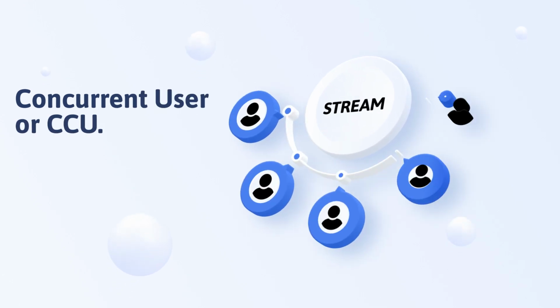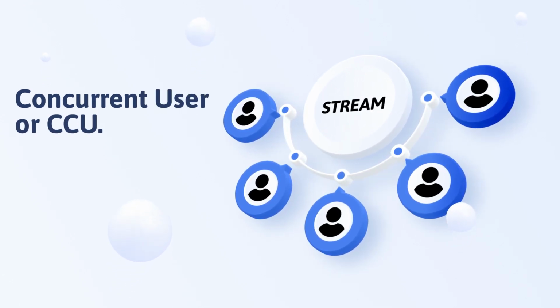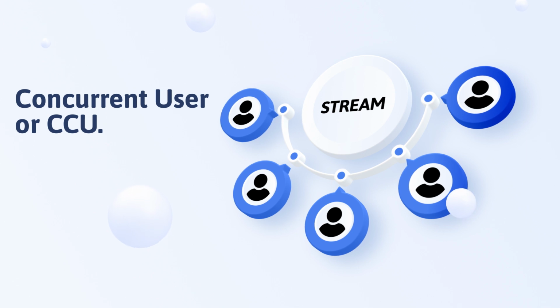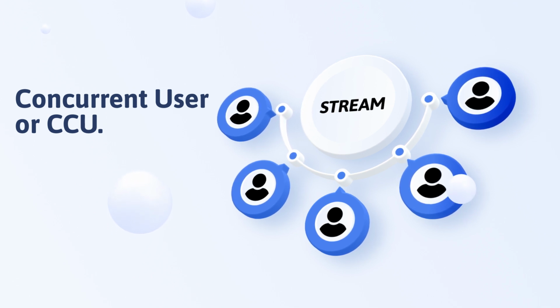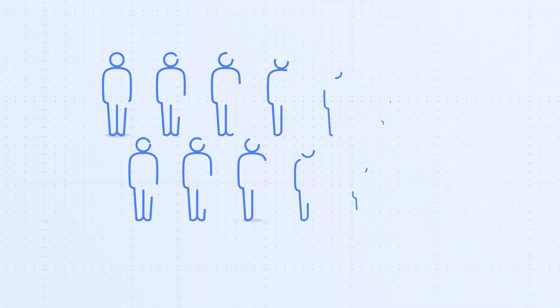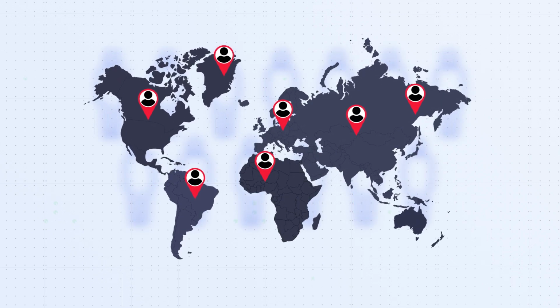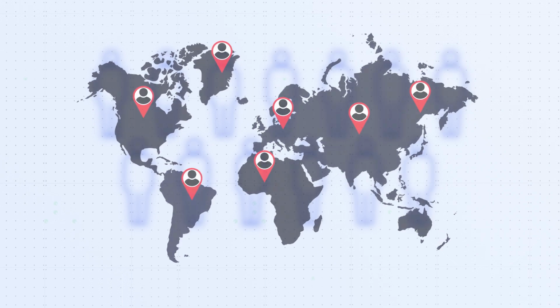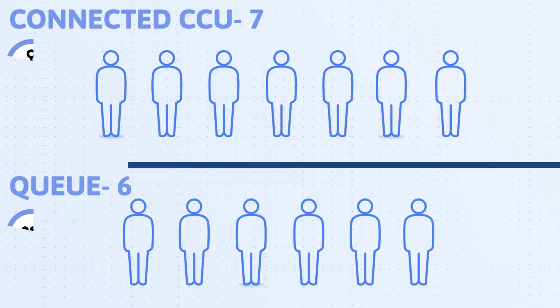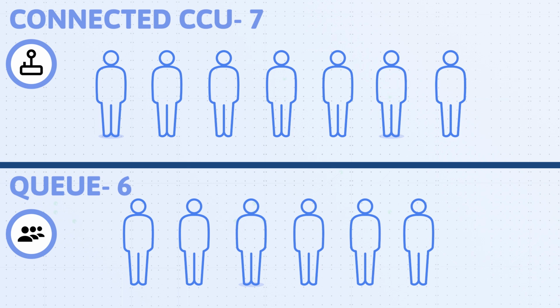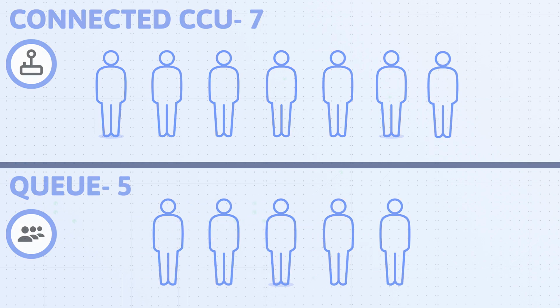Concurrent user, or CCU, is the total maximum number of users who can stream your applications from Eagle 3D's platform simultaneously. They don't have to be the same users. They can be any users from anywhere in the world as long as the maximum number is not exceeded. If it does exceed, then they are placed in a queue until one of the connected CCUs disconnects, so that spot is available for the next queued person to take it.